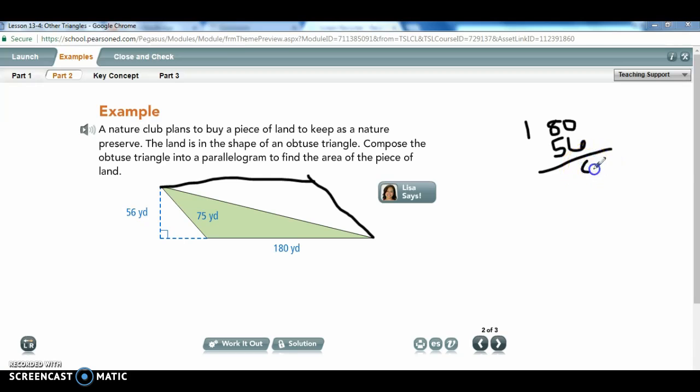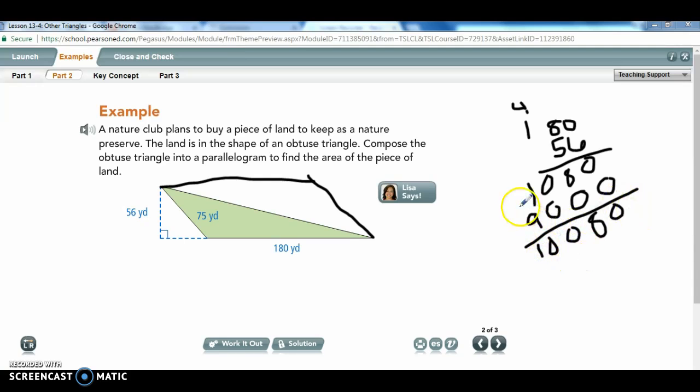6 times 0, 48. 6 times 1, 4, or 6 plus 4 is 10. Then we add our 0. 5 times 0. 5 times 8 is 40. 5 times 1 plus 4 is 9. 0, 8, I'm adding 0. 10, I have no decimal points.